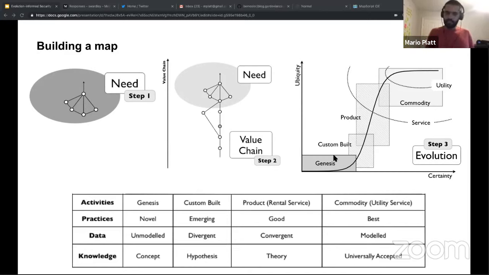In the second use case we're going to have for the visualization of the maps is on practices. To keep it simple, you can think of the overlay on practices. So here, novel, emerging, good, and best. You can think of it as a CMM scale, capability maturity model. The further to the left, it's going to be less mature. The further to the right, it's going to be more mature.